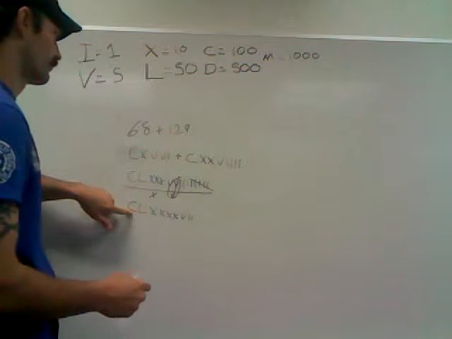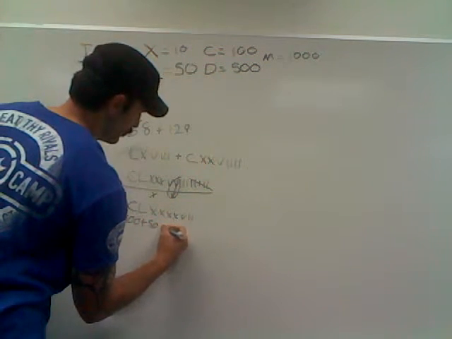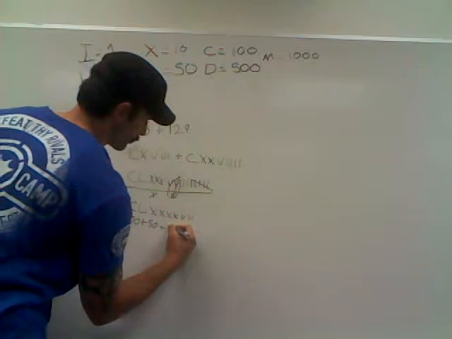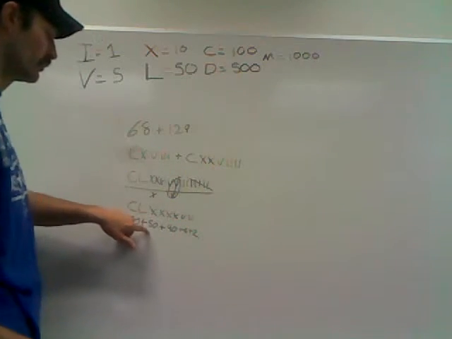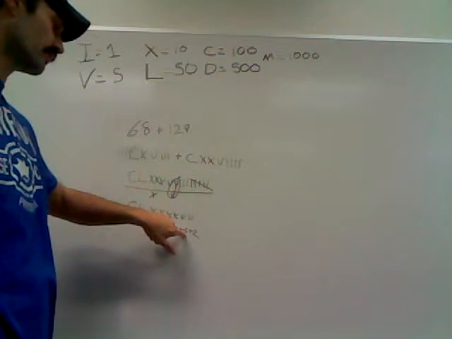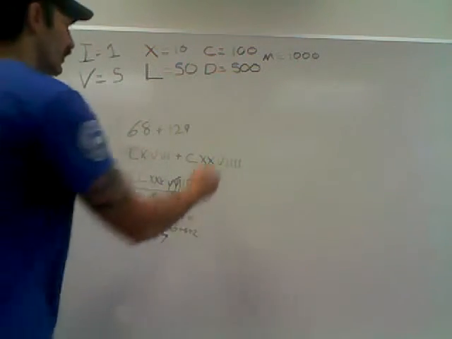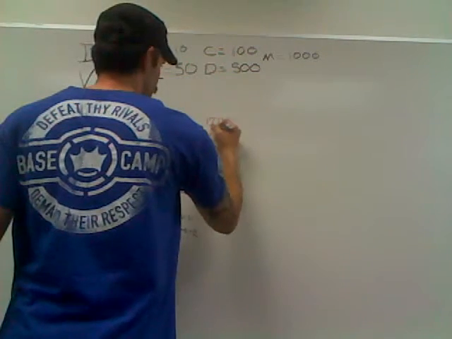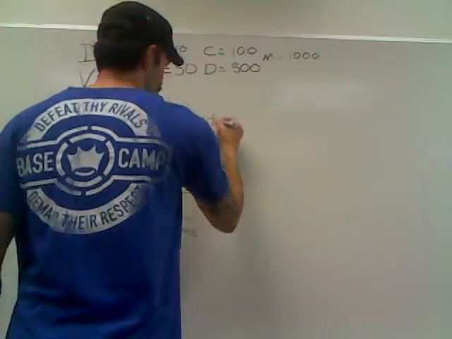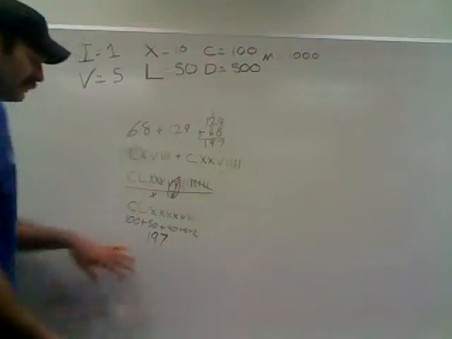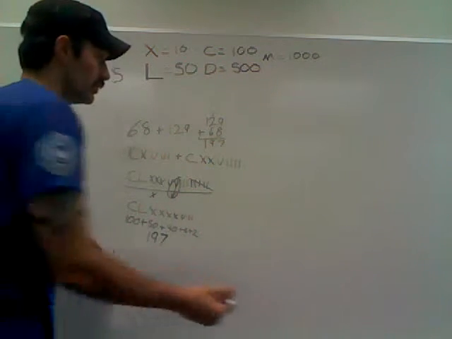So now what we have here is 100 plus 50 plus 40 plus 5 plus 2. 150 plus that is 190, plus 5 is 195, 197. Is that right? Let's figure it out. 129 plus 68. Carry that: 6, 7, 8, 9. 197. So just remember, when adding, use long addition.